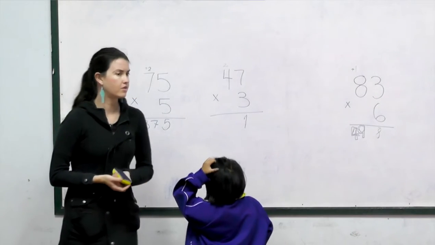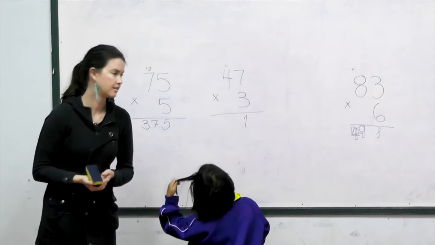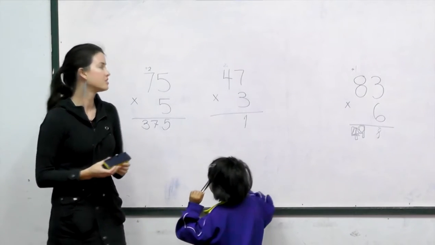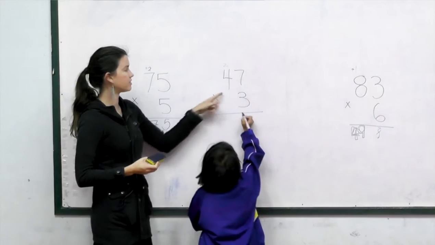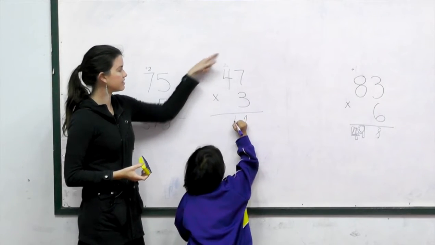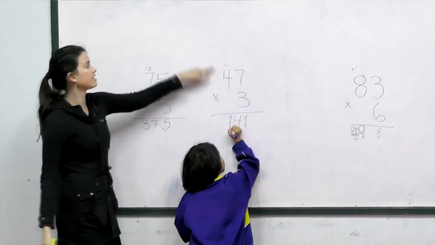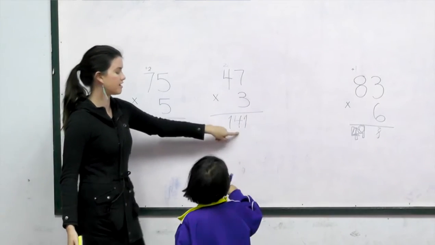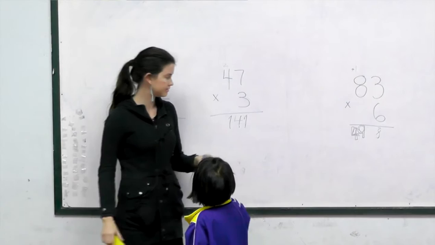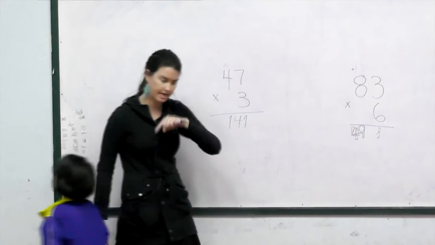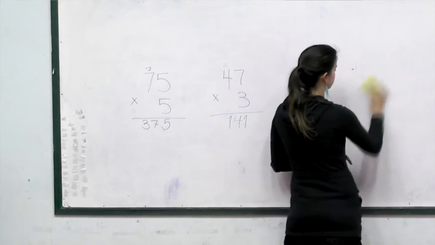What's 3 times 4? Help out our friend. 12. Okay, 3 times 4 is 12. Don't forget this too. It's 14. And we don't have anything else to multiply, so we can just write our 14. What's our whole answer? 141. Very nice. Grab a sticker.